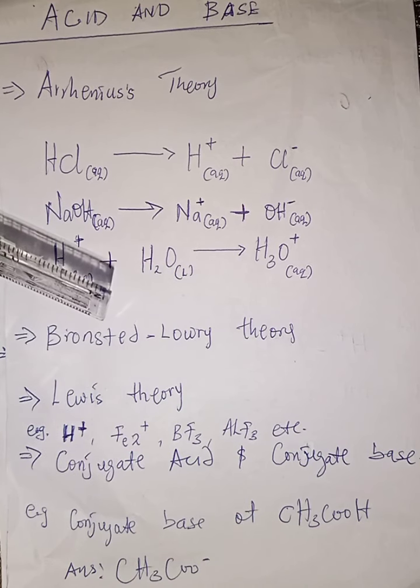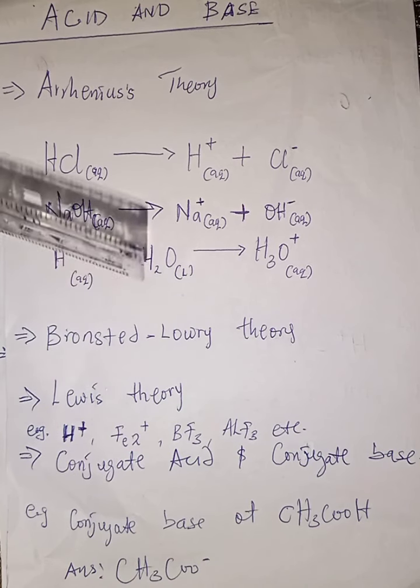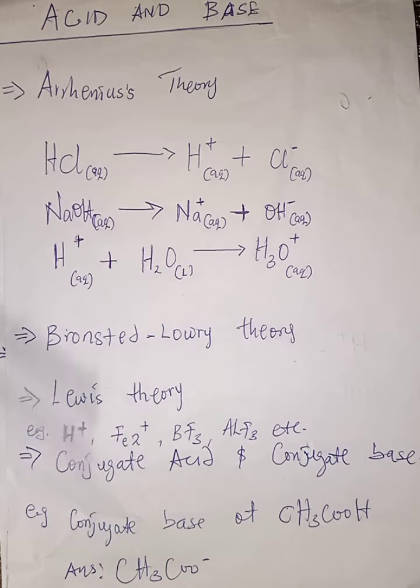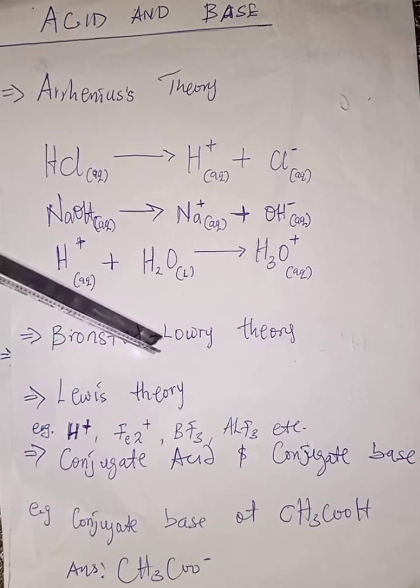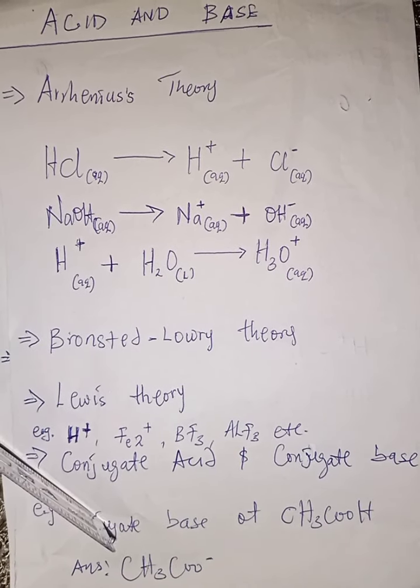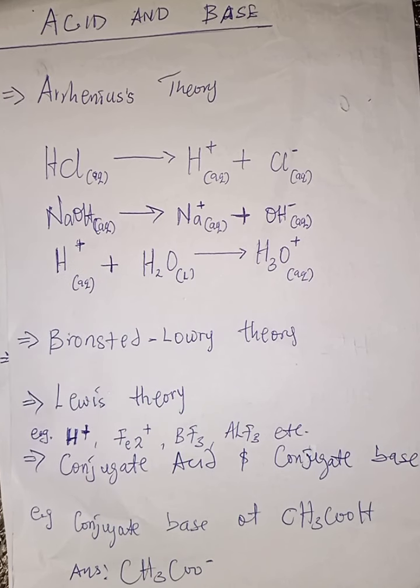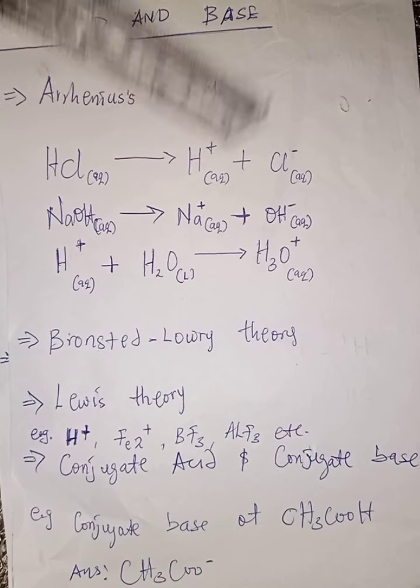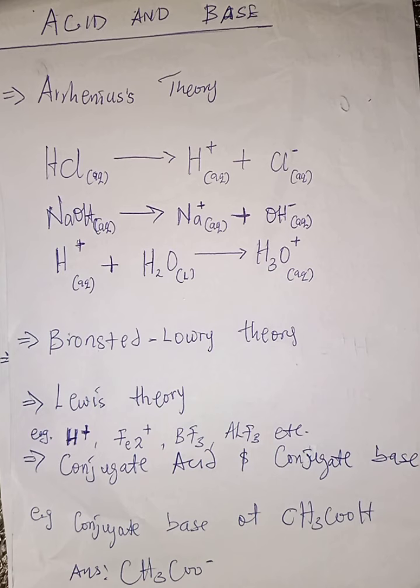So basically, we have the Bronsted-Lowry theory, which is next. This theory states that an acid is a proton donor, while a base is a proton acceptor. So this will lead us to conjugate acid and base pair. The proton we are talking about in this theory is the hydrogen ion. So anything that can accept hydrogen ion is called a base. Anything that can donate hydrogen ion, like this one that donated this hydrogen ion, is called an acid.